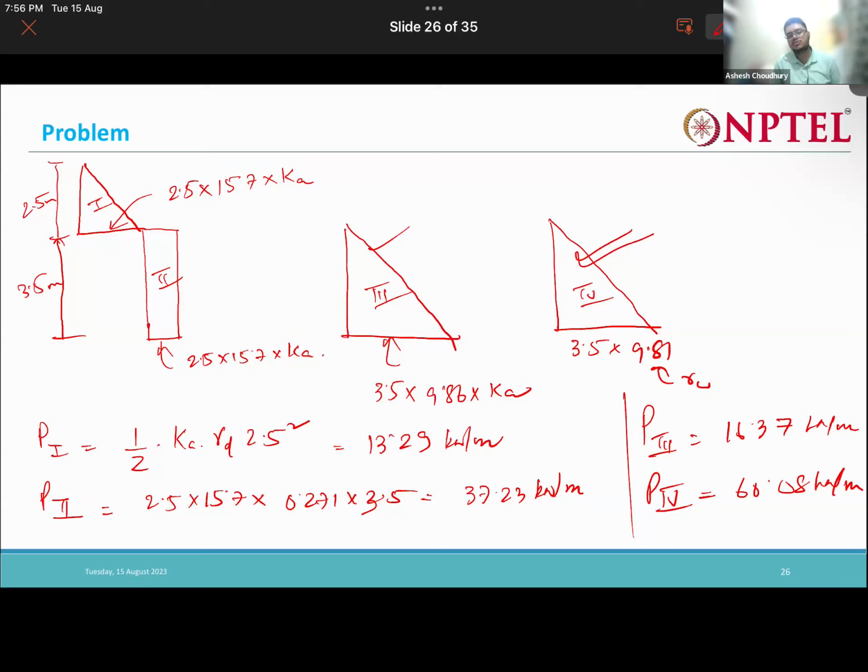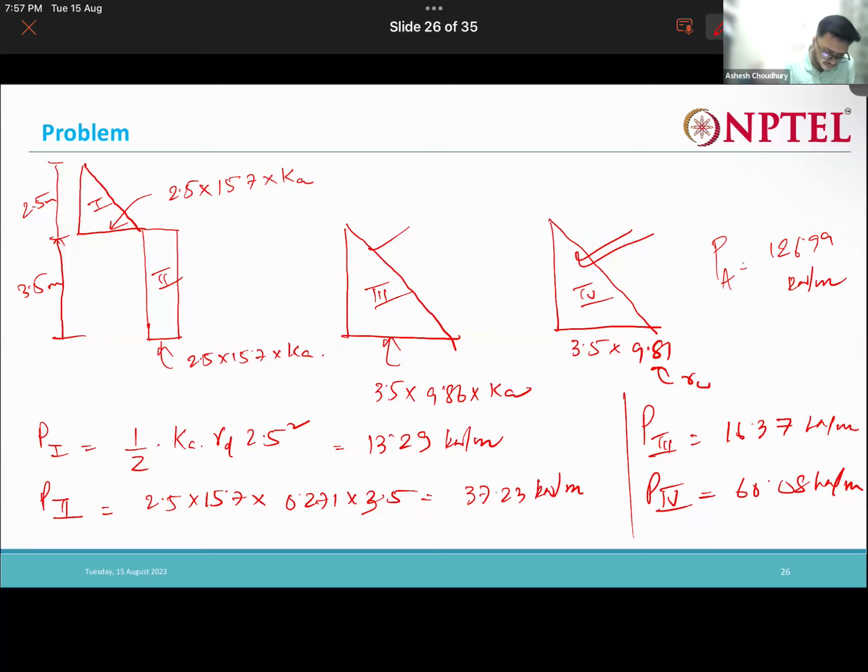Now if we add all these, P1, P2, P3 and P4, the total active earth pressure will come out to be 126.99.